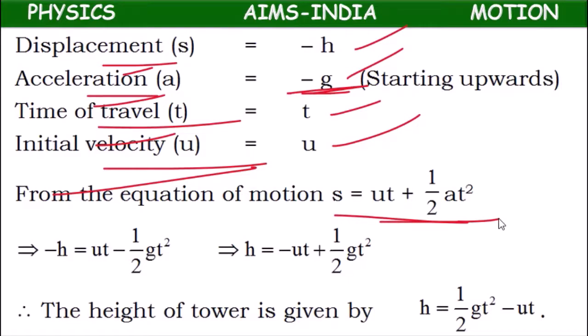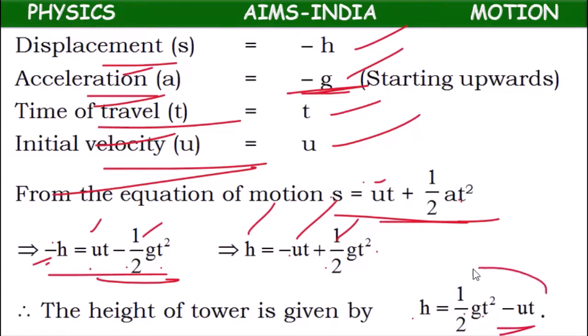From this equation, in the place of a we will keep minus g, in the place of t we will keep t, and in the place of s we will keep minus h. If we multiply both sides by minus, minus h will become plus h, ut will become minus ut, and minus half gt square will become plus half gt square. So h equals half gt square minus ut. So this is the value of small h.